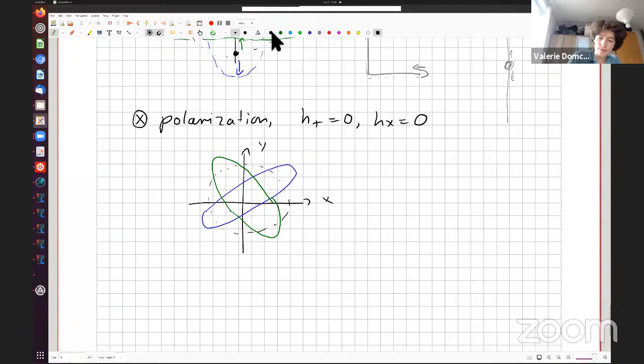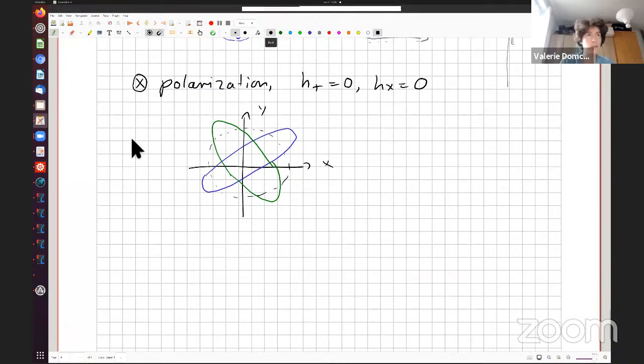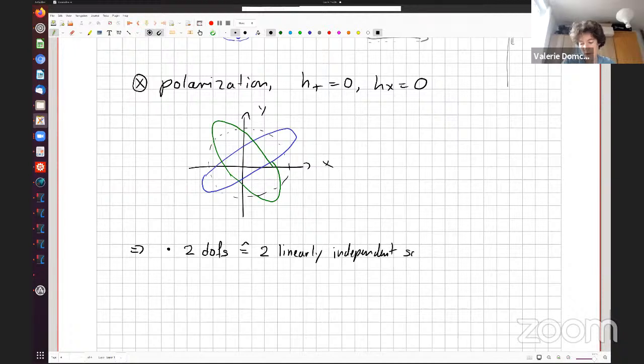So in conclusion, just to summarize what we learned from this discussion of these plane waves: we have 2 degrees of freedom. When we linearize general relativity, we get 2 degrees of freedom we can describe, which correspond to 2 linearly independent solutions, which are plus and cross.